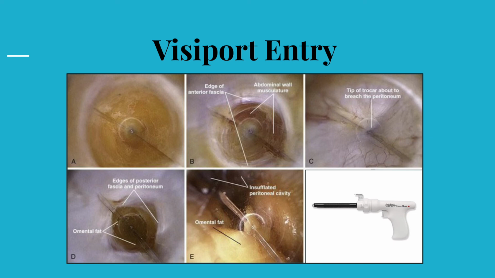The next few slides are a series of diagrams showing each abdominal wall layer seen via Visiport insertion. The layers are the skin, subcutaneous tissue, anterior rectus sheath, rectus abdominis, posterior rectus sheath, peritoneum layer, and lastly, peritoneum space.